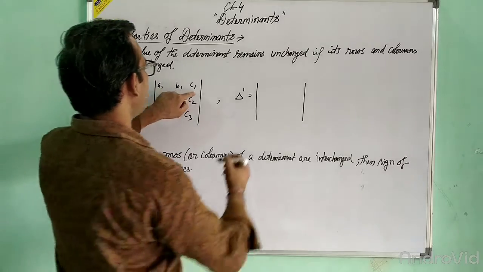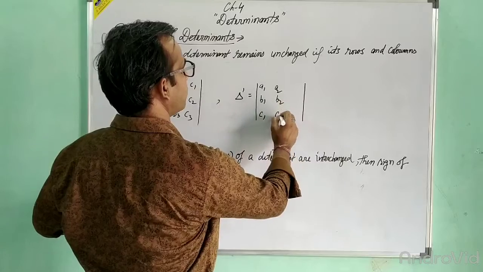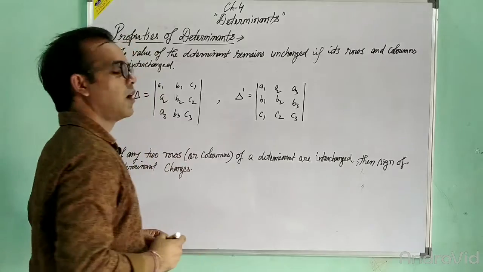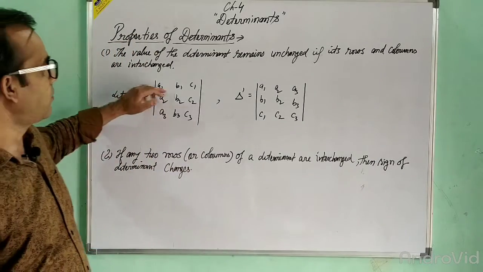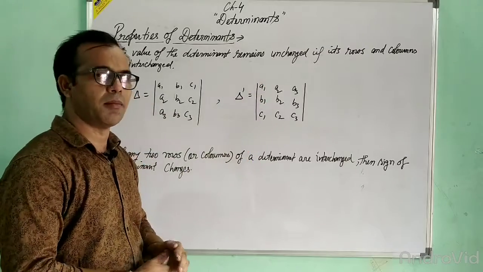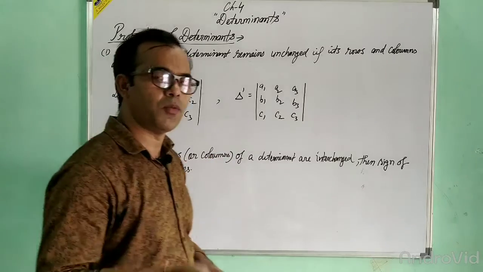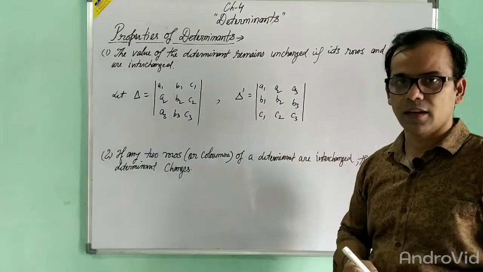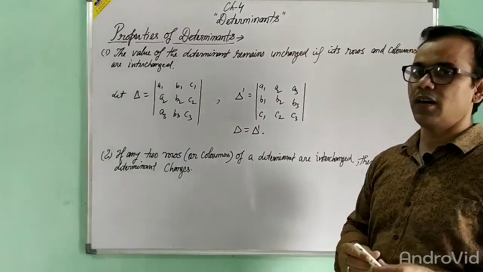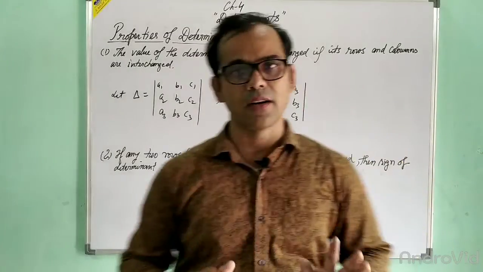So this row a1 b1 c1 will be written here, a1 b1 c1, and a2 b2 c2 will be written here, and a3 b3 c3 will be the third column. Now you see that हमने जो first row है उसको हमने first column बना दिया, जो second row है वो second column बन गया, third row third column बन गया. So this way जो delta dash है इसकी value भी वही होगी जो value delta की है. Means this delta equal to delta dash. Means if we interchange the rows and columns of the given determinants, then its value will not get affected.